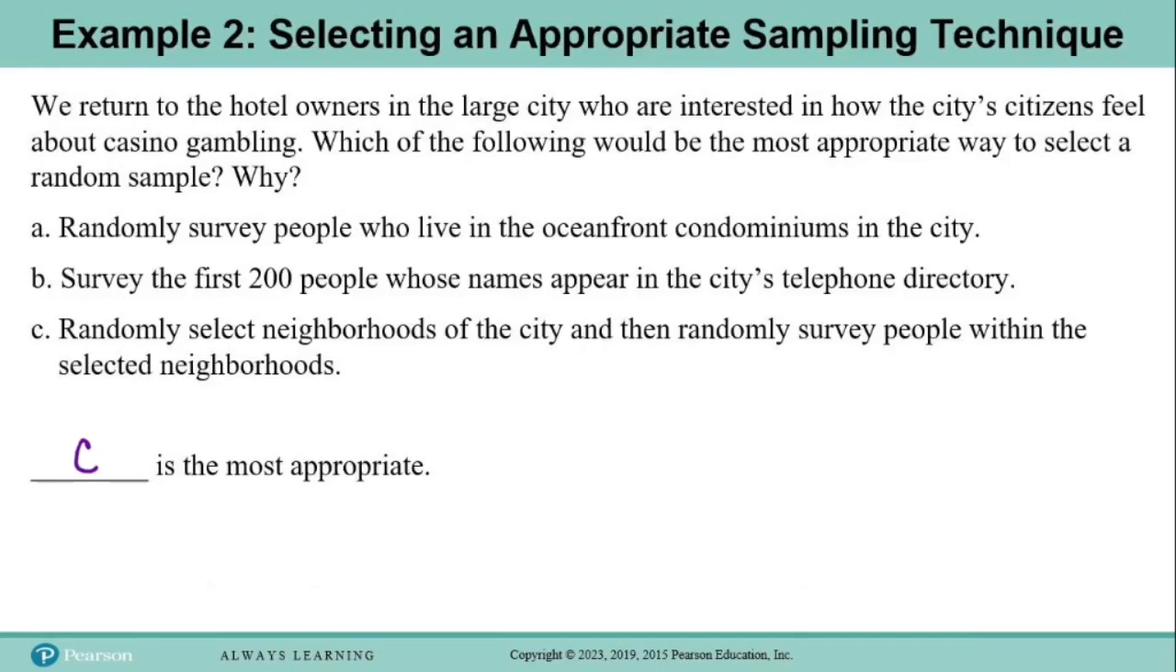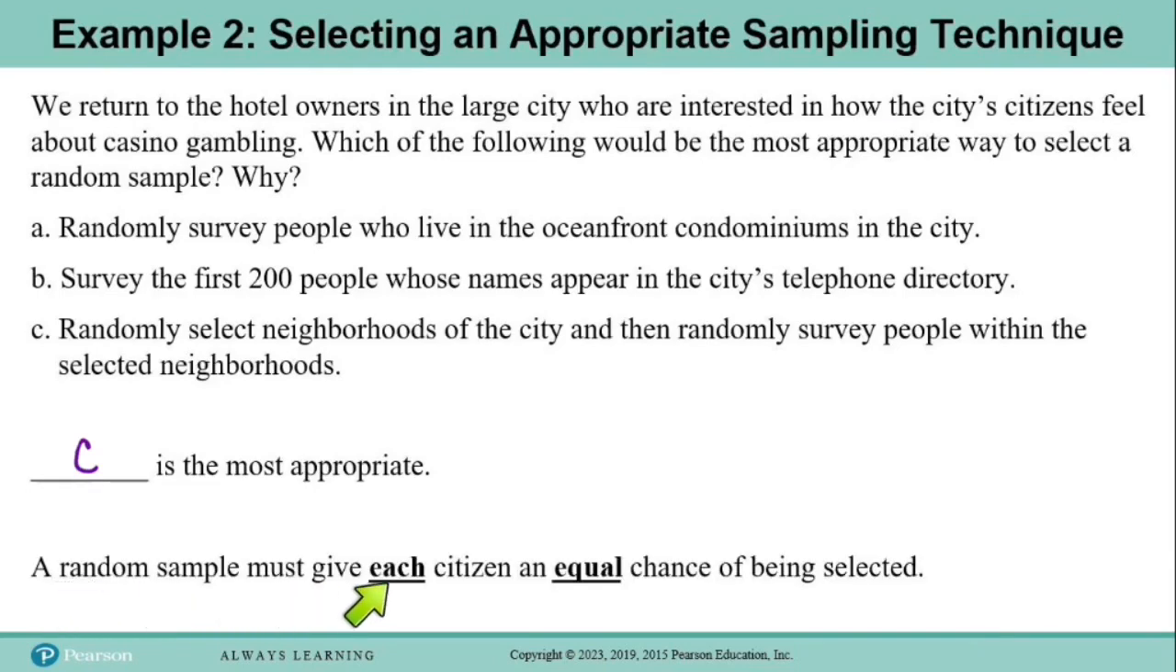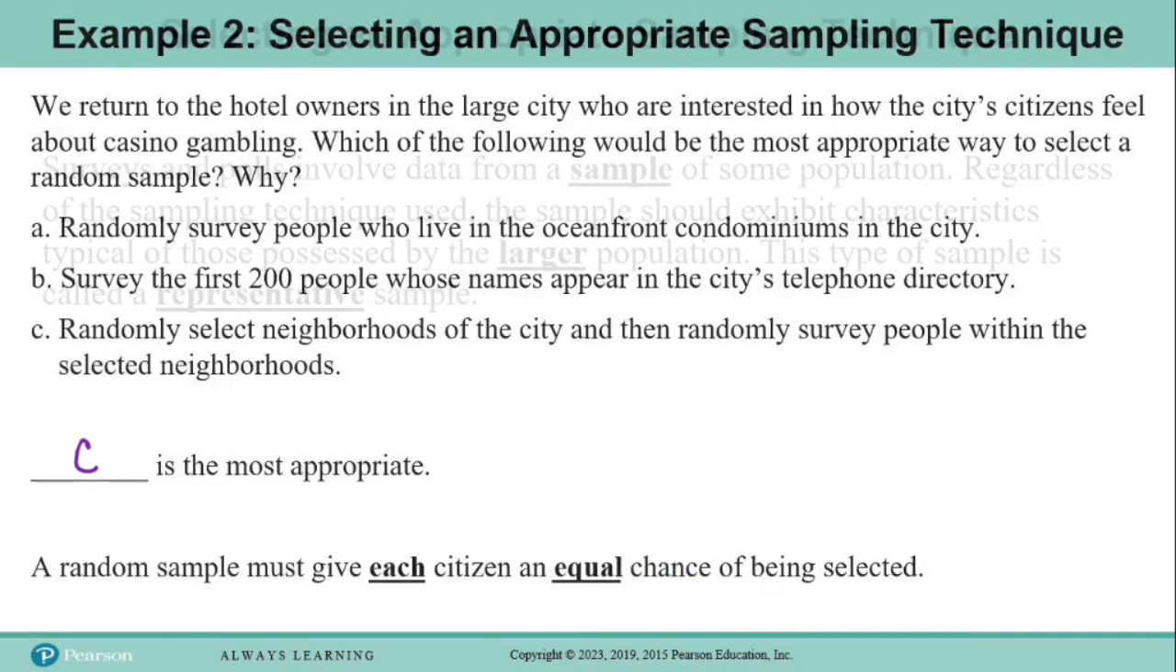No, you have to randomly survey people so that you ensure that you're not creating bias in the survey by only talking to people that you think are going to be easy to talk to. So a random sample must give each citizen an equal chance of being selected.